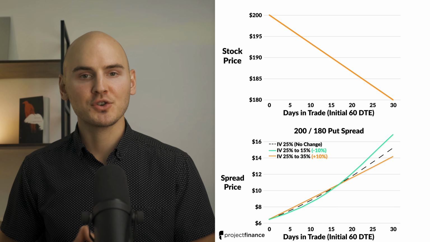So to make a long story short, if you buy a put spread and the stock price falls through your strike prices and is moving favorably, you want implied volatility to decrease because that is going to result in the highest spread price when your spread becomes fully in the money.